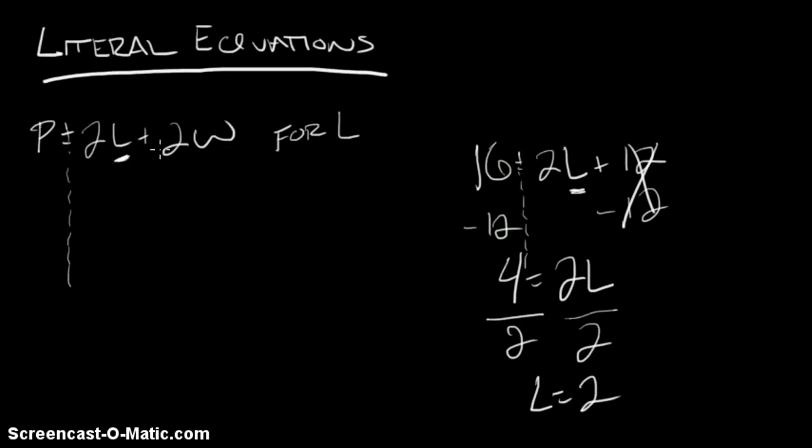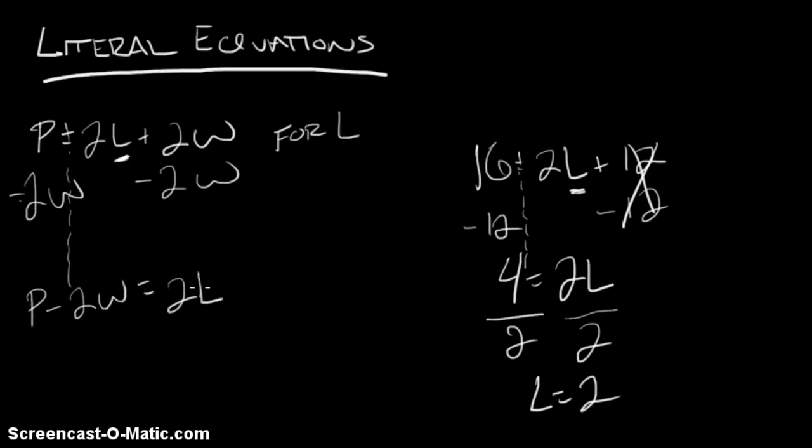Again, we're trying to get the L by itself. The first step, we're going to get rid of this 2W. We're adding 2W to 2L, so we're going to subtract it. Subtract 2W from both sides. Now you need to ask yourself, can I subtract P from 2W? I don't know of any way to do that, so I'm just going to rewrite it like this. So P minus 2W equals 2L, because these guys are gone now.